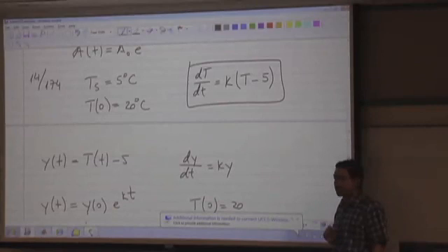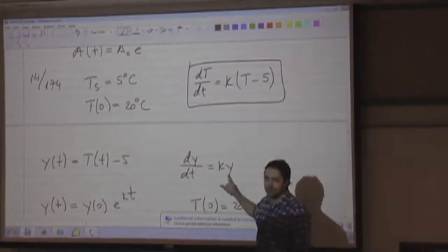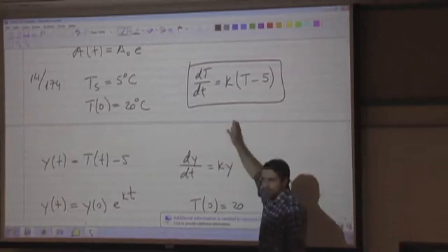Is capital T the same as T of t? Yes. Yeah, in differential equations it's standard that you don't actually write the variable. But yeah, here it would be T of t and here would be y of t. Okay? So far so good?